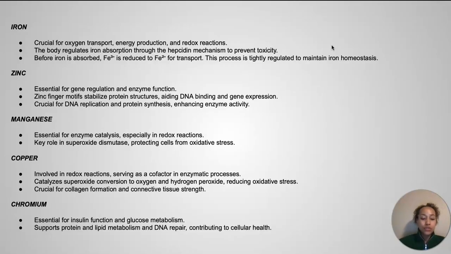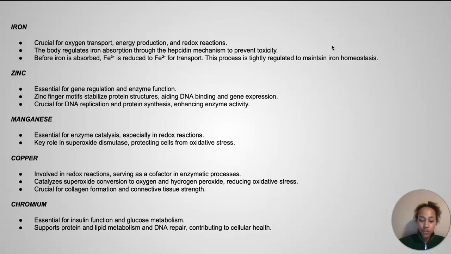So iron plays a crucial role in oxygen transport, energy production, and redox reactions by helping shuttle electrons to drive ATP synthesis. In hemoglobin and myoglobin, heme-bound iron 2 binds to oxygen, facilitating its transport in the blood and storage in muscles. Since iron is toxic, the body regulates absorption through the hepcidin mechanism.